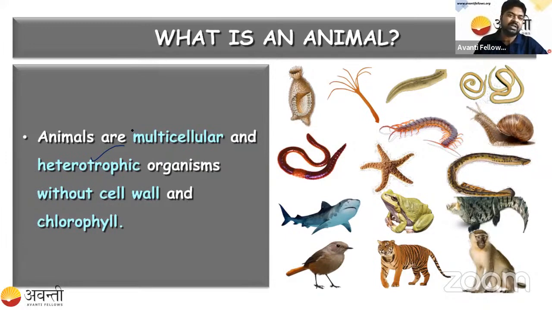Unlike plants, we are not autotrophic. Plants are autotrophs, you already know about that. Animal cells do not contain a cell wall, while plant cells contain a cell wall. And we do not contain chlorophyll. Chlorophyll is important for the photosynthesis process, you already know about it. So this is the simple definition of animal.